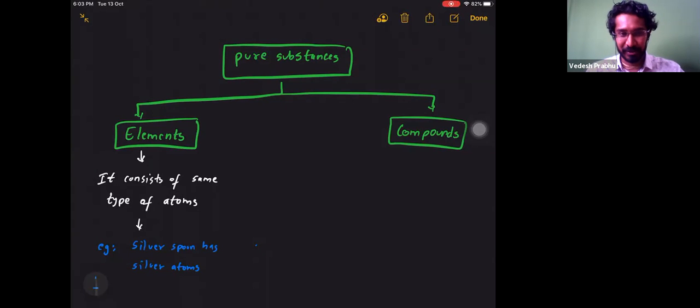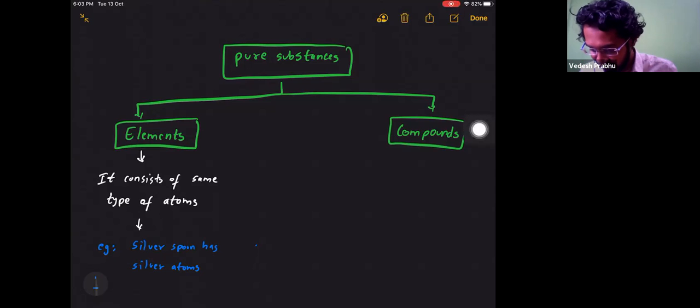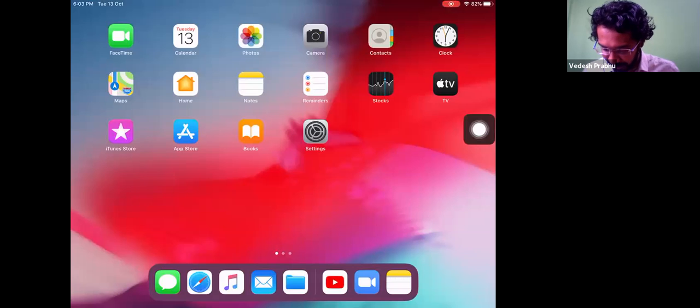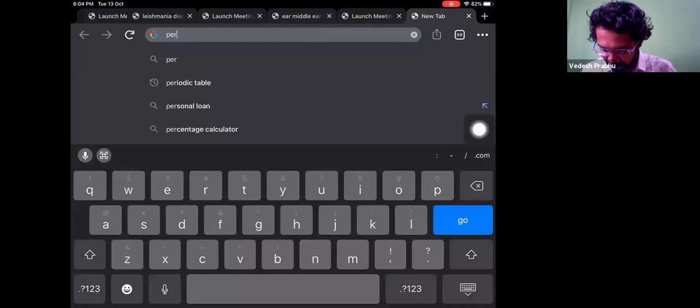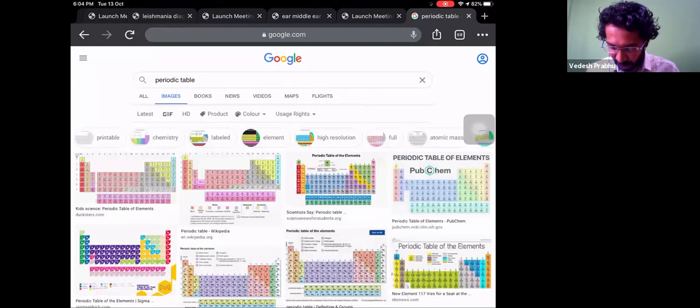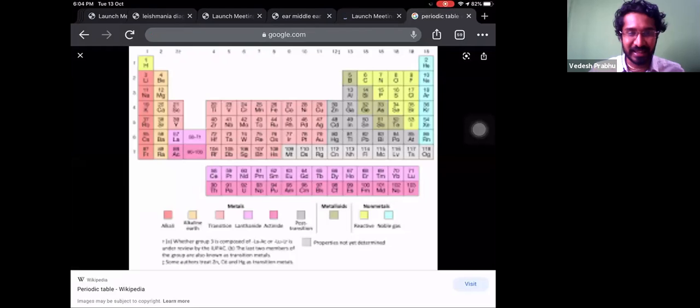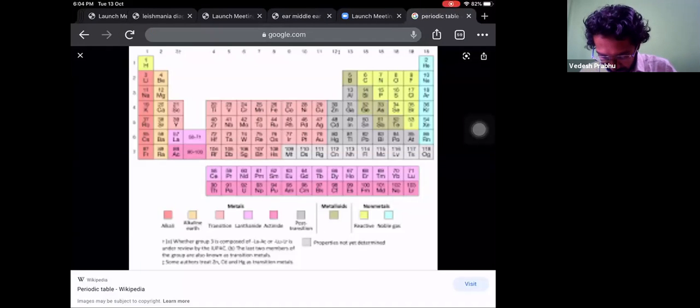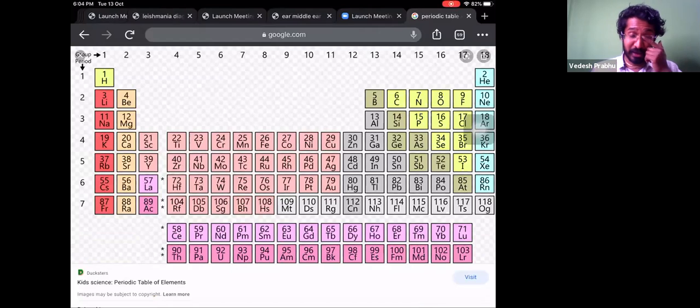Elements are those which you can see in the periodic table. If you are not aware of the periodic table, then I'll show you. According to chemistry, all the elements that we are aware of have been put in this table called the periodic table. So this is your periodic table, comprising 118 elements.